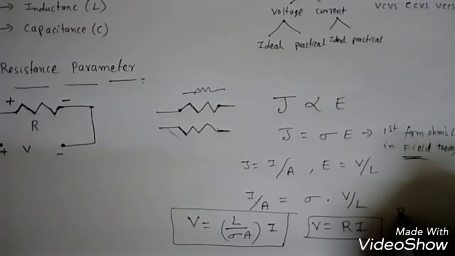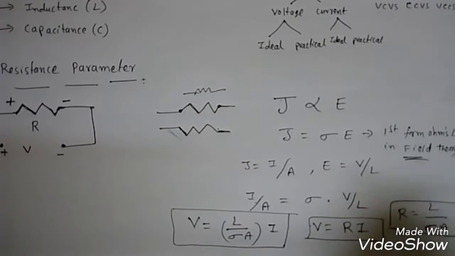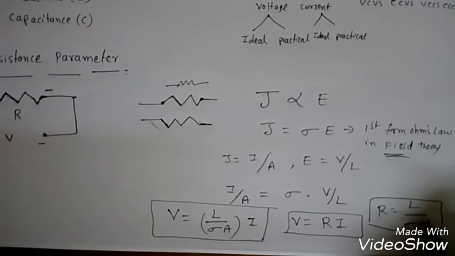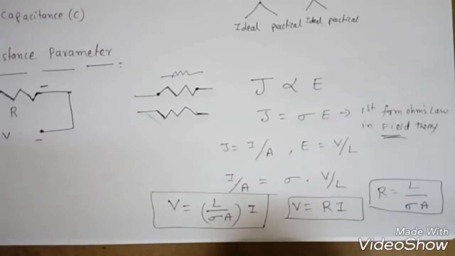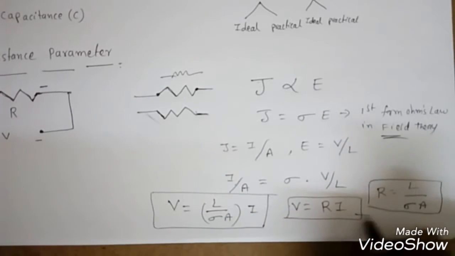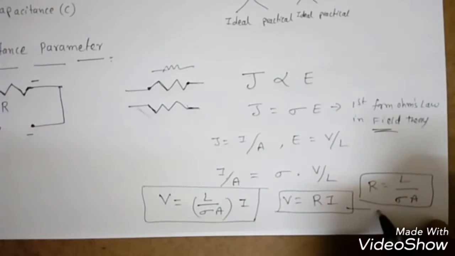So what is R here? R is equal to L by sigma into A. That is, this resistance we already discussed, right? R is equal to rho L by A, or L by sigma A. So this is the Ohm's law in circuit theory, right? This is the second form.